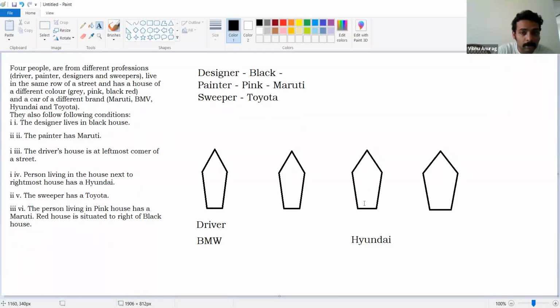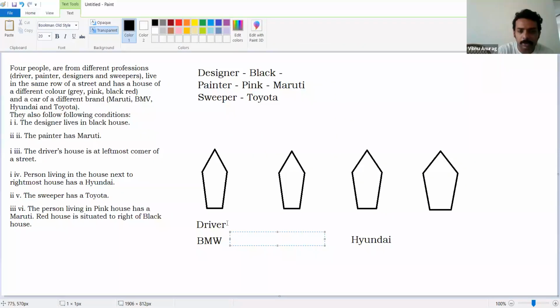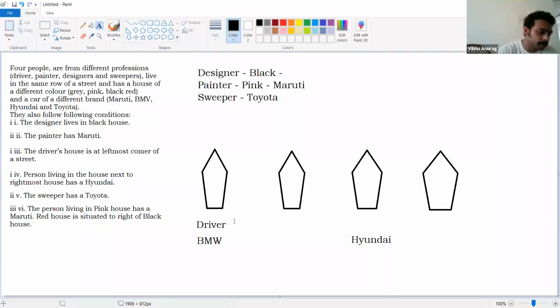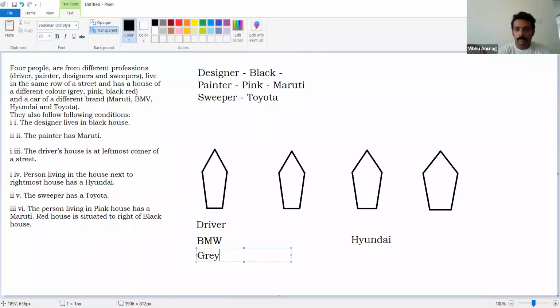And we know driver does not live in the black house because that is designer's house. Driver does not live in pink house because that is painter's house. And red house is situated to the right of black house. And driver's house cannot be to the right of anybody's house because driver's house is at the leftmost corner of the street. So what is the color of the driver's house? It can't be black, it can't be pink, and it can't be red either because red is right of black house. So driver lives in the gray house.